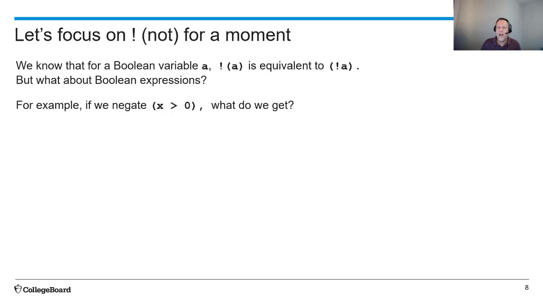So for instance, if I have this expression x greater than 0, which is either true or false, right? But what if I negate that? What do I get? So I want to say not (x greater than 0). Well, if you think about it, not (x greater than 0), isn't that the same as just saying x not greater than 0? And what does not greater than 0 mean? Well, isn't that equivalent to x being less than or equal to 0? Because less than or equal to is the same as not greater than.